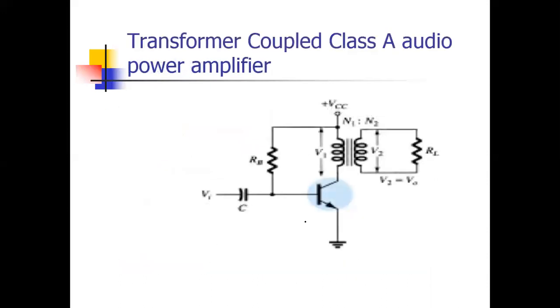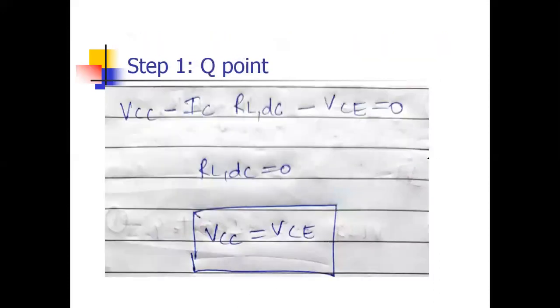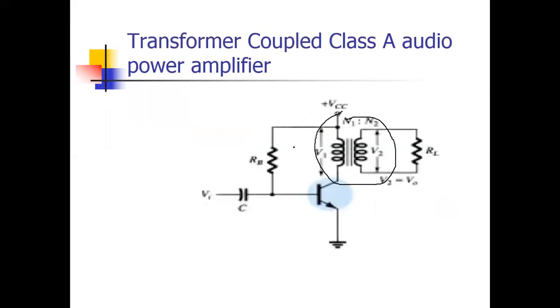So next is the transformer coupled power amplifier. The only difference is that in place of RC, we have connected this transformer, and this is a load resistance. So now the analysis steps are the same, only the difference is that in place of RC we have connected the transformer.